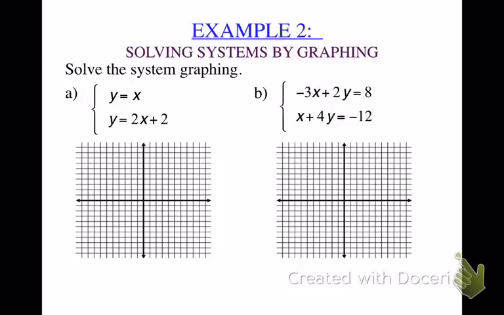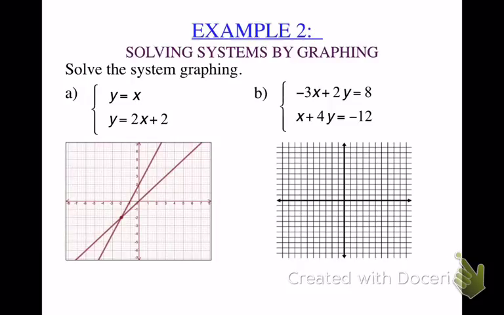When we solve by graphing, what we're looking for is that point of intersection. So do you see where these intersect? That's going to be a solution for this graph. And so that looks like it's approximately (-2, -2). So we would test to see if the point (-2, -2) is actually a solution.